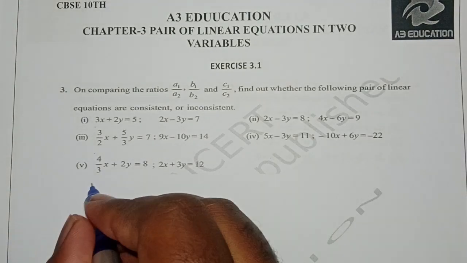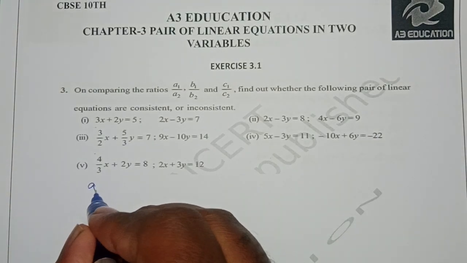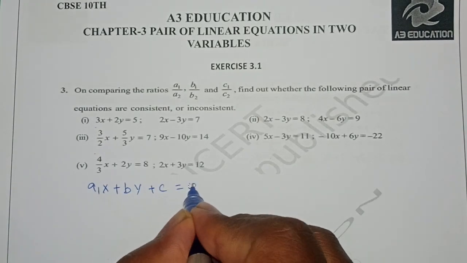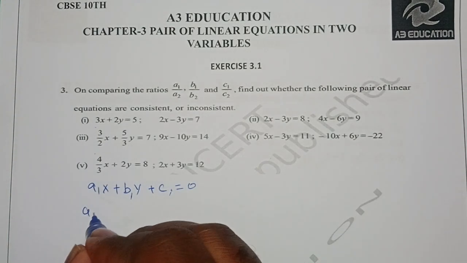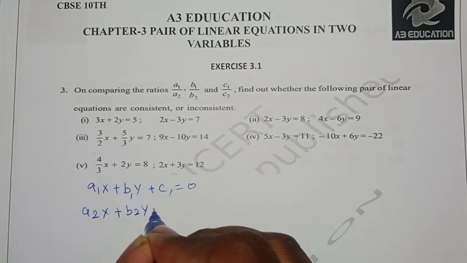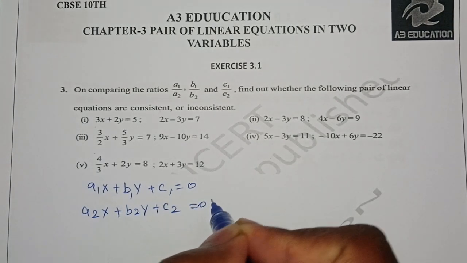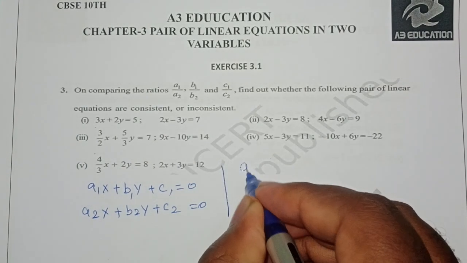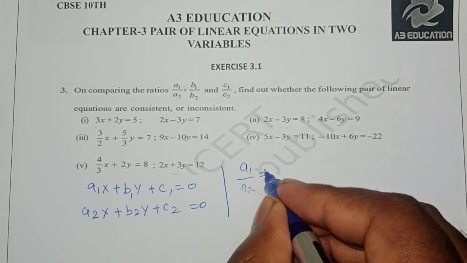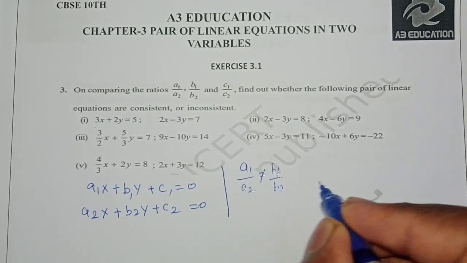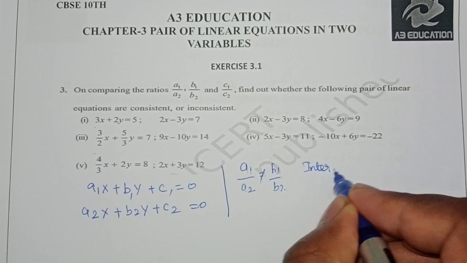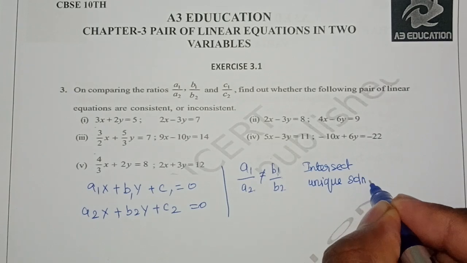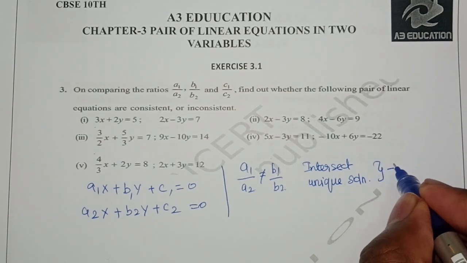Before that, we need to understand the concept that a linear equation will be in the form ax plus by plus c equal to 0. Here we have two equations. Therefore, we have three conditions as discussed in the previous question. a1 by a2 not equal to b1 by b2 means the lines intersect and have a unique solution. Kindly note it down, it is very important. If it is so, then it is consistent.